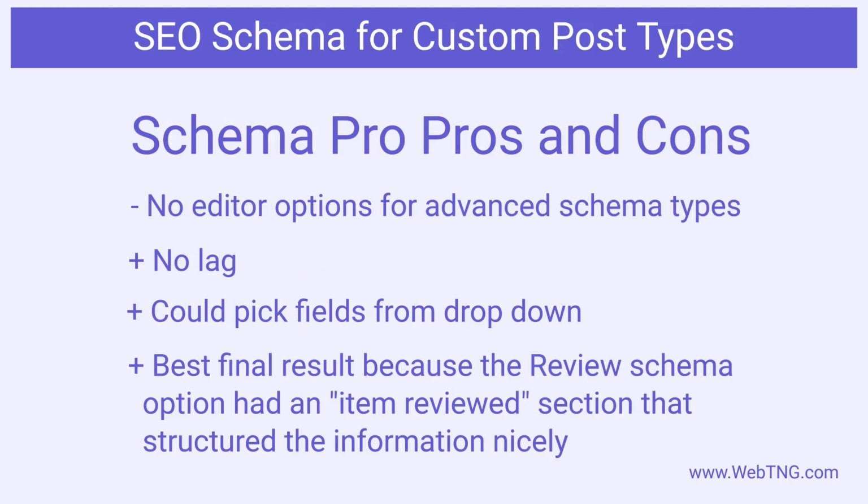The Schema Pro plugin provided a review schema as well as a review item type. It allowed you to pick fields from a drop-down and did a good job showing ACF fields and not showing settings fields from themes or other plugins. It had a custom schema option, but since there are no dynamic variables, you wouldn't be able to create a template to apply dynamically to a custom post type.